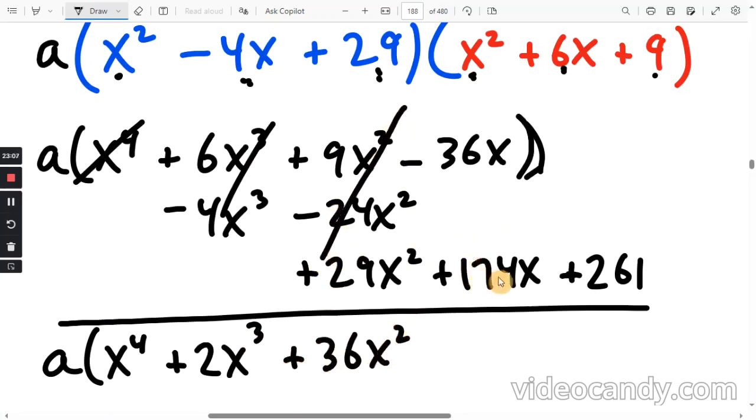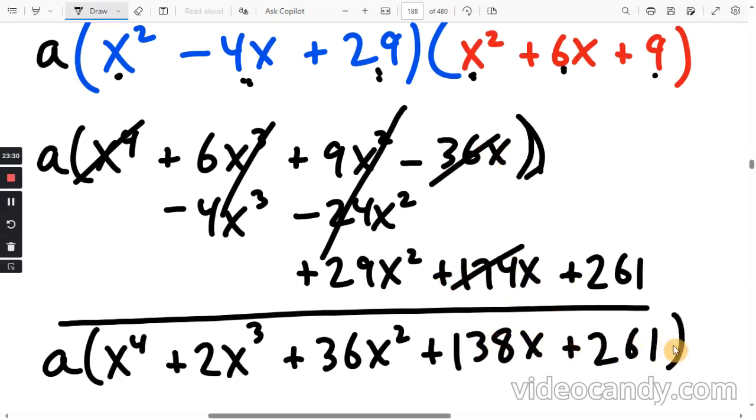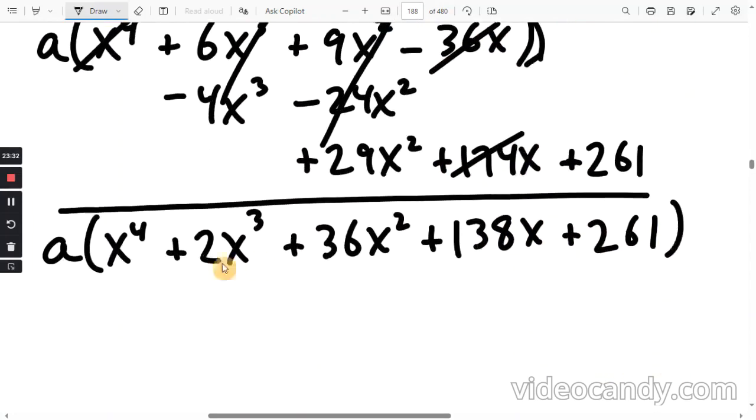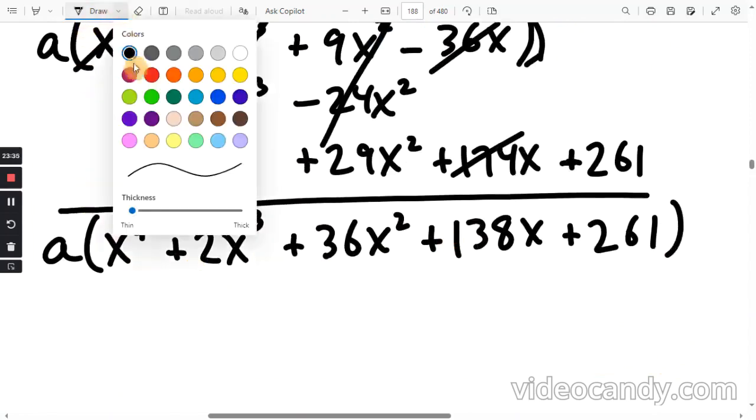Let's see, 174 minus 36, that's going to be 144 minus 6. I think that's 138. Positive 138x, let's see, 6 plus 8 is 14. Yes, that's correct. And the last is positive 261. All right, they're all integer coefficients.